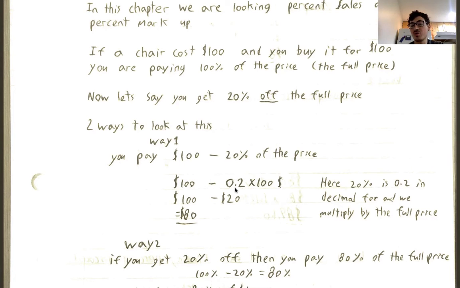And it's going to be 0.2 times 100, that's the price of the object. So it's the percent in decimal form multiplied by the price of the object. So we can see we have $100 minus $20. So we're saving $20, and what we're going to end up paying is $80. So when you get 20% off, you're just removing that 20% of the price from the price you're paying.